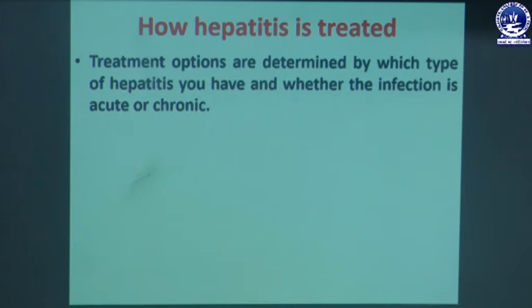And always the treatment option is determined by which type of hepatitis the person is suffering from, because there are different types of hepatitis like hepatitis A, B, C, D and E. Different types of hepatitis are caused by different viruses, and the treatment always depends upon the type of hepatitis, and whether the hepatitis is acute or chronic.